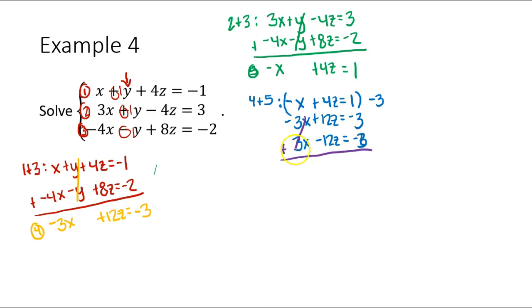We knew the x's were going to cancel each other out. That's what we wanted. Over here we have 12z minus 12z. They're going to cancel out also. That leaves me with 0 over here. So I don't have any variables. I just have 0. On the other side, -3 plus -3 is going to give me -6. 0 is not the same thing as -6. Therefore, this problem has no solution.